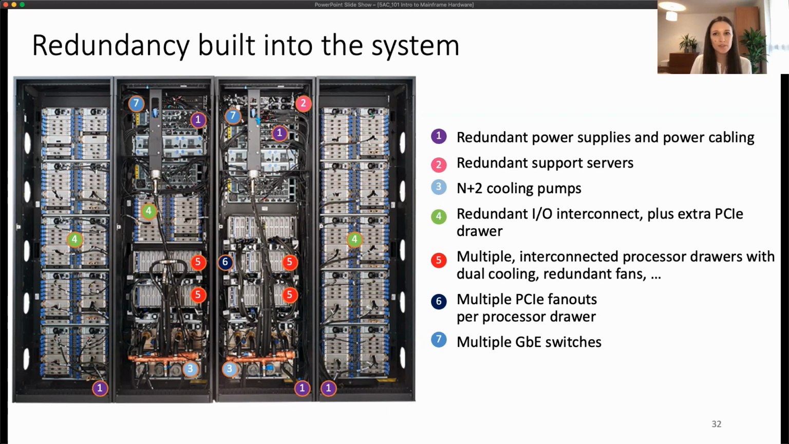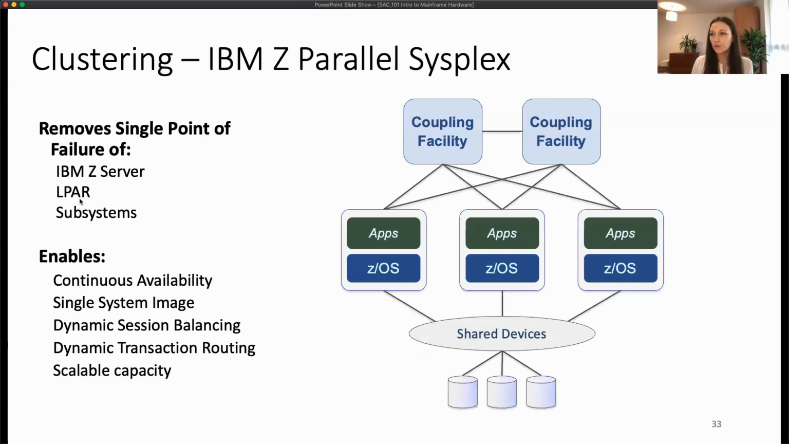But what happens if an entire data center goes down, or if there's a natural disaster and the entire machine goes down? So there's not one part of that physical machine that can take over for another part. This is where the concept of clustering and Sysplex comes in. So you're able to create a cluster of mainframes to then achieve the highest availabilities for your applications. And this is what we call a Sysplex.